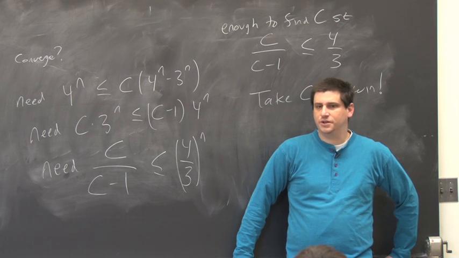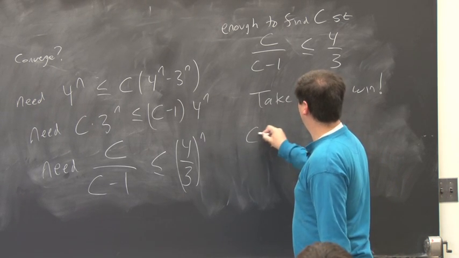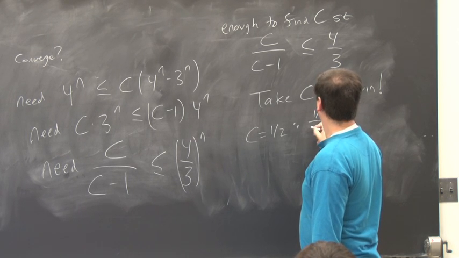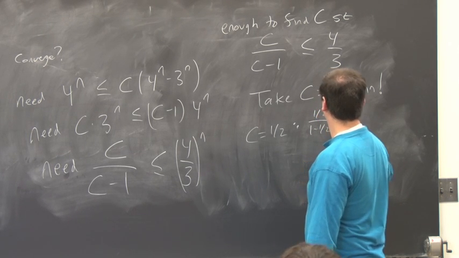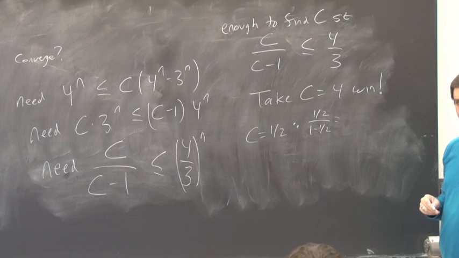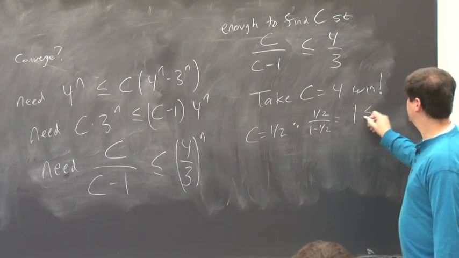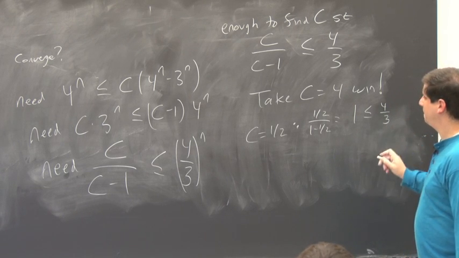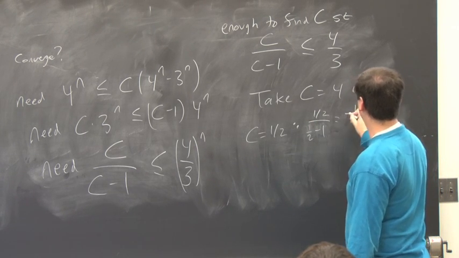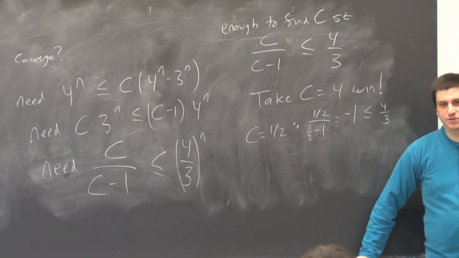So here's something interesting. What if we took c equals 1/2? We would get 1/2 over 1 minus a half. What does that equal? Nope. I'm sorry, it equals 1, which is less than or equal to 4/3. Oh, I'm sorry. I was the wrong way, sorry. It's 1/2 minus 1, so we'd get -1, which is less than 4/3.